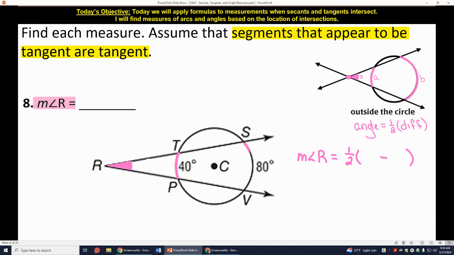The measure of angle R equals 1/2 the difference in the arcs. The bigger arc has to go first, so that's 1/2 of 40. The measure of angle R is 20 degrees.